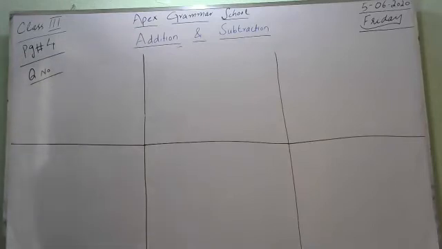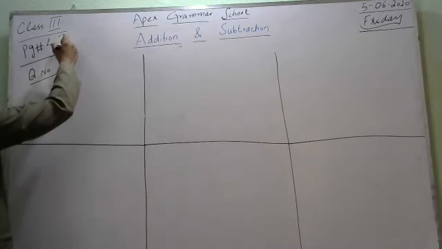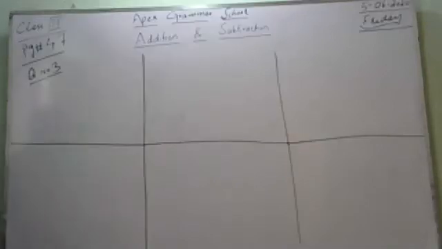On page number 47, question number 2 is keep the numbers in the line you have to write them out. Estimate the answer first. This question, students, you have to do by yourself. I'm going to start question number 3. Page number 47, question number 3.